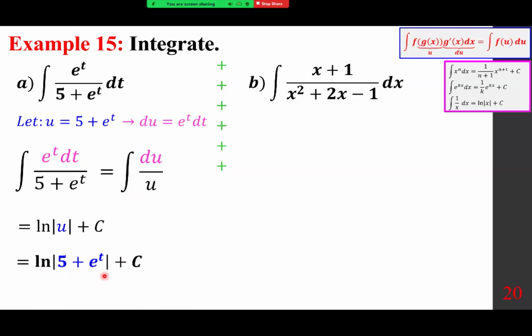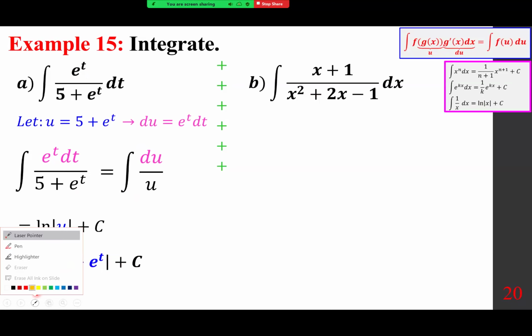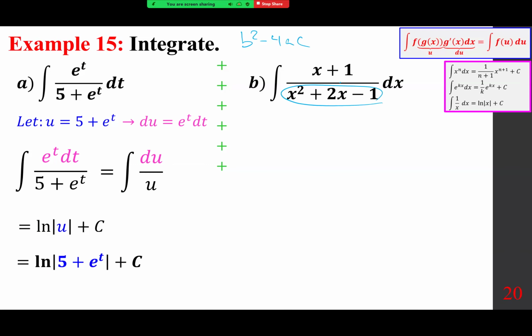If you want to get rid of the absolute value sign, change it to parentheses, which is fine because the expression is positive. This one we can simplify because b squared minus 4ac, for the denominator, is 2 squared minus 4 times 1 times negative 1, which is 8. It's not a perfect square. It can't be factored. So that's the choice of u.